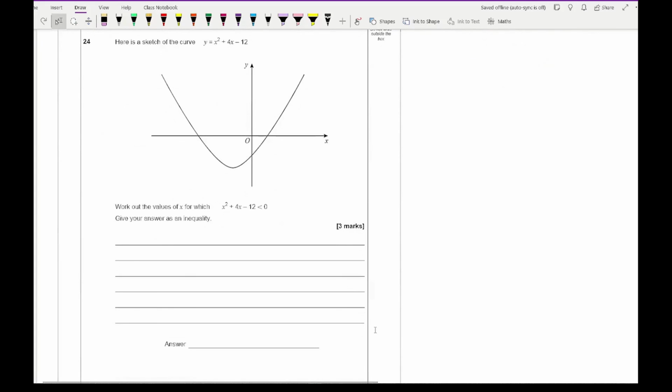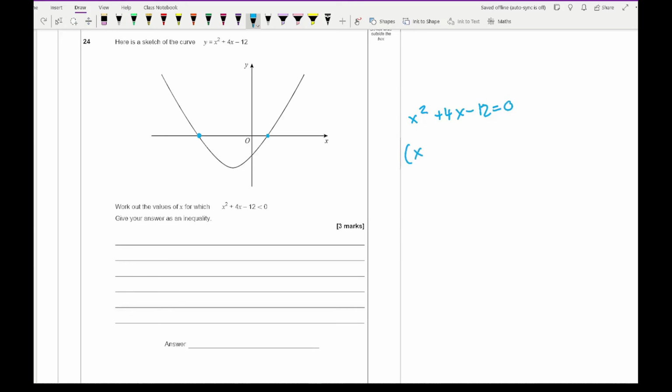Now moving on to question 24, it says here is a sketch of y equals x squared plus 4x minus 12, and the question is asking us to work out the values of x for which x squared plus 4x minus 12 is less than 0. And it says give your answer as an inequality. Now the first thing we need to do is find out what these 2 points here are. Now to find those points, what I need to do is factorize and solve x squared plus 4x minus 12 equals 0.